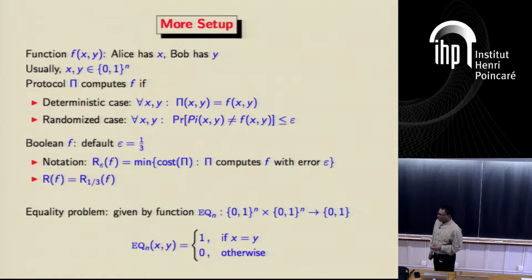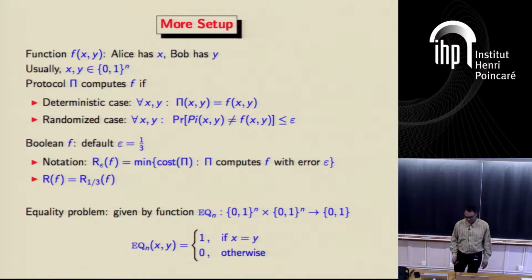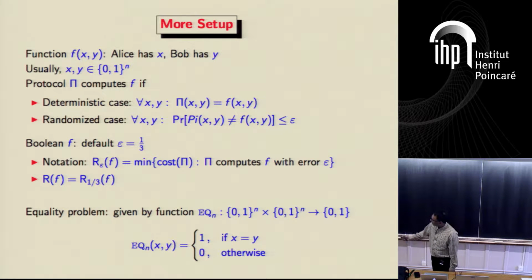So what does it mean for a protocol to compute the function? In the deterministic case, it simply means that whatever the protocol outputs has to be the actual function value in all cases. In the randomized case, the protocol's output may differ from the function value, that is, make an error, with very small probability, say epsilon. In the case of Boolean functions, which is what we'll be looking at for almost the whole talk, we may as well assume that this error epsilon is 1/3.